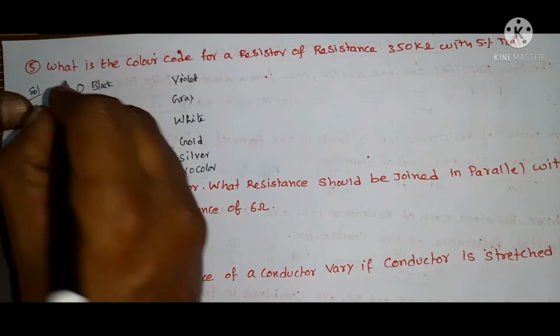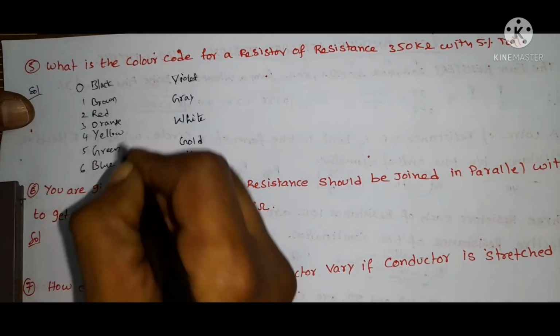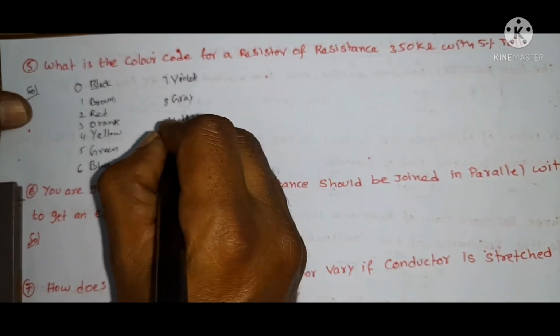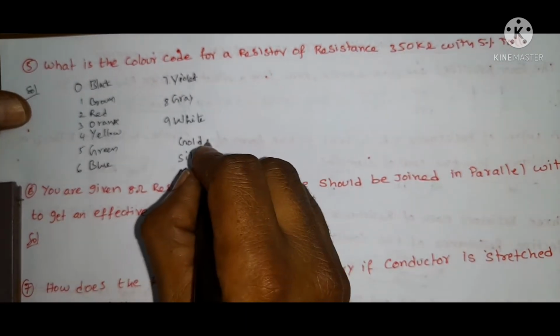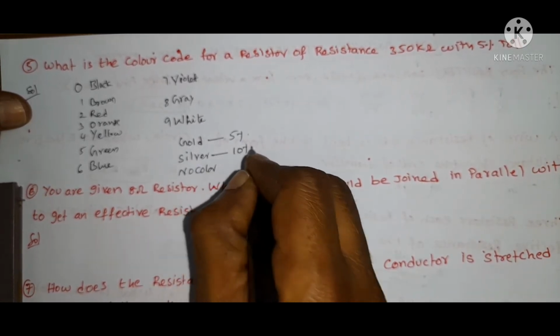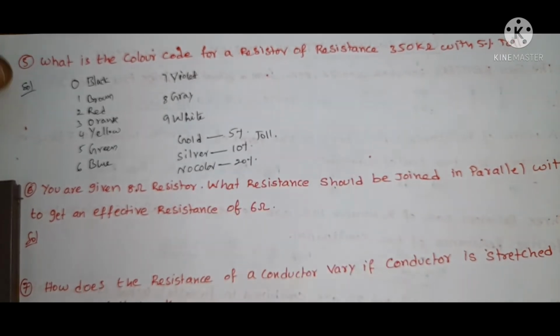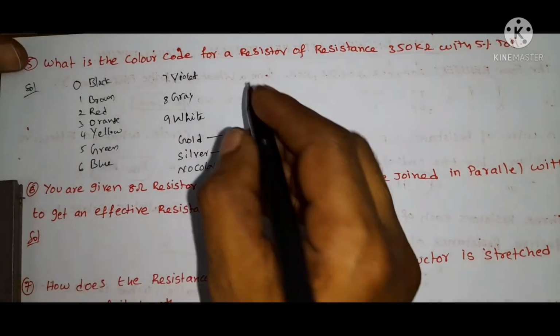So for this, black 0, 1, 2, 3, 4, 5, 6, 7, 8, 9. Gold for tolerance is 5%, silver is 10%, no color is 20%. This is tolerance. So first of all, you have to know the formula for this.